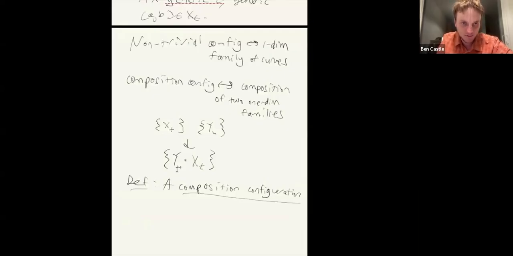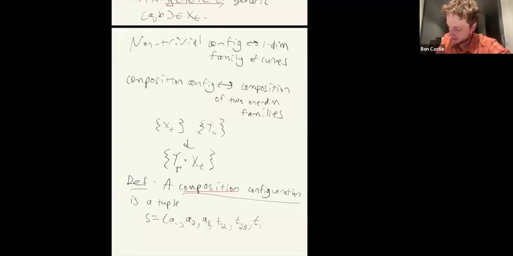Where's my definition? It's a long enough definition that I really have to find it and copy. Here it is. So it's a tuple of six things. I'm going to write S for the whole tuple, and it consists of points which are labeled A1, A2, A3. And then it has three T's, and the labels for the T's are two numbers: T1,2, T2,3, and T1,3.